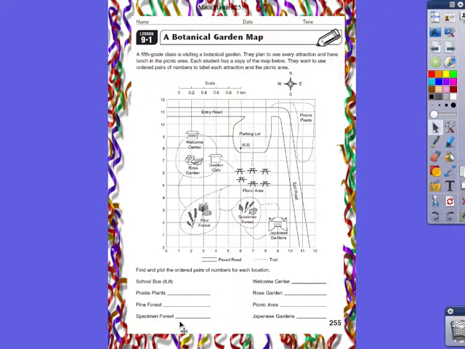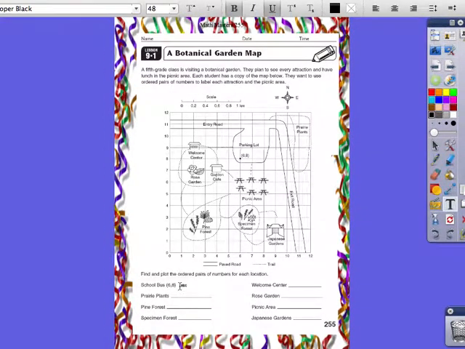We're going to take a look at a few examples of a botanical garden map here. We're going to find these points, and go ahead and pause the video as I'm going to reveal the answers now. So where are the prairie plants? If we take a look right over here, we could say 11 over and 10 up, or 12 and 11, kind of anywhere in this area, right in the middle.